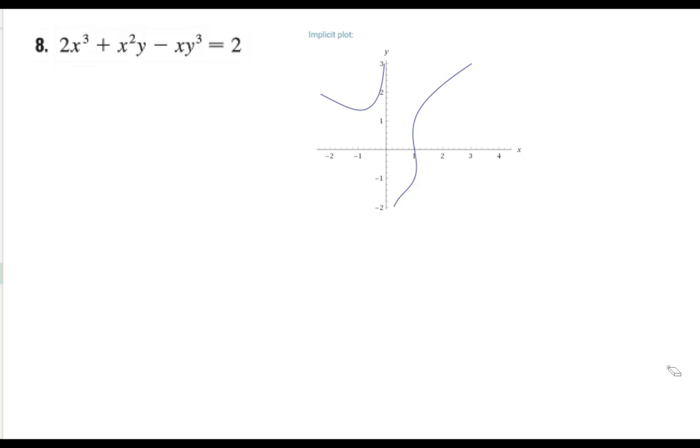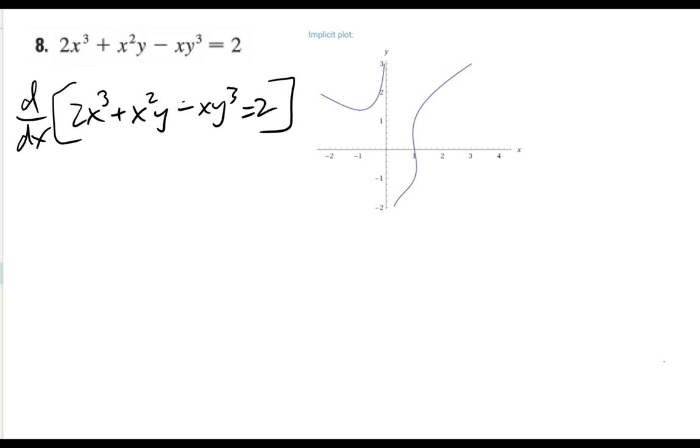So let's go ahead and find dy/dx. So I'm going to find d/dx of both sides: 2x plus 2x cubed plus x squared y minus xy cubed equals 2. All right, so we're going to apply that to every single term. I'm going to call each of these different letters: this one capital A, this one capital B, this one capital C. The derivative of 2 on the other side is just going to be 0. So for A, what we have is 2x cubed.